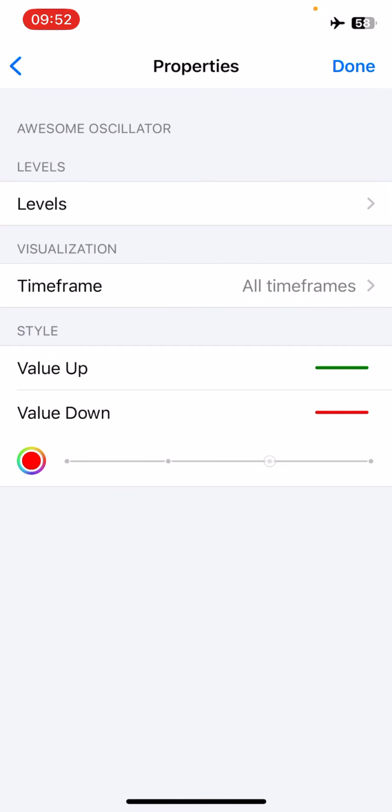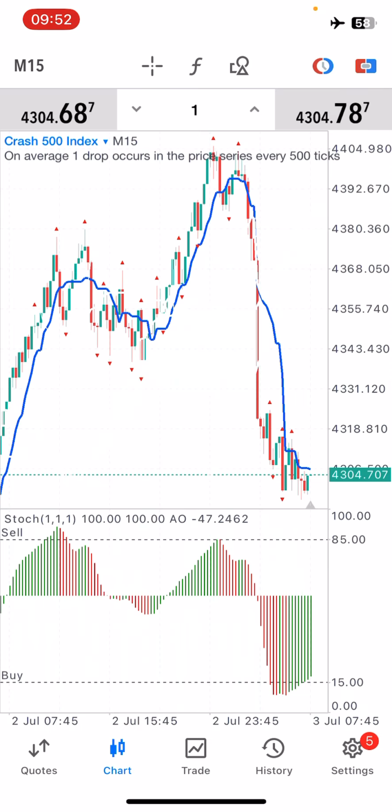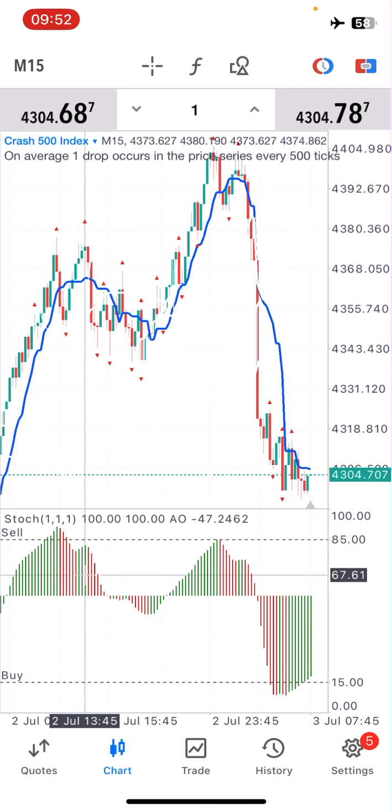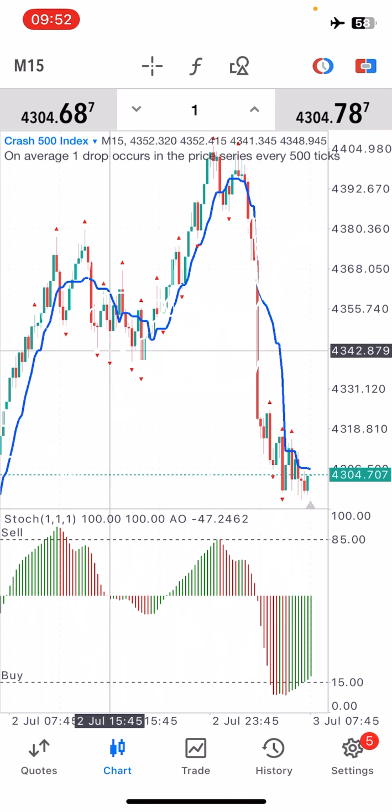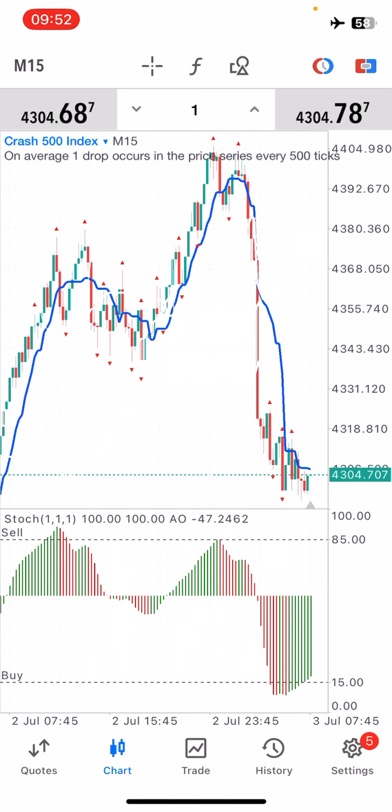Okay, if you click done, you will have something like this on your charts. As you can see, we now have the awesome oscillator there, and it's matching with our main chart as well, as you can see.